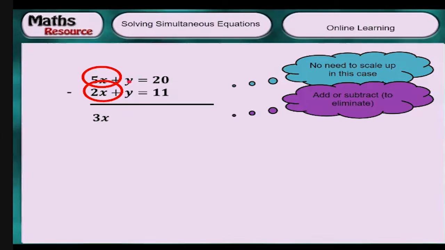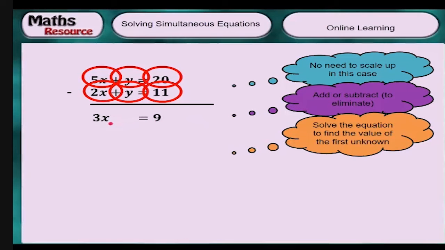I've then got a y there. I'm going to minus the y. So if I have a y and I minus a y, that leaves me with nothing, doesn't it? It's completely blank. It cancels itself out. And then finally, 20 minus 11. So I bring the equal sign down, and that gives me 9. So 3x equals 9.